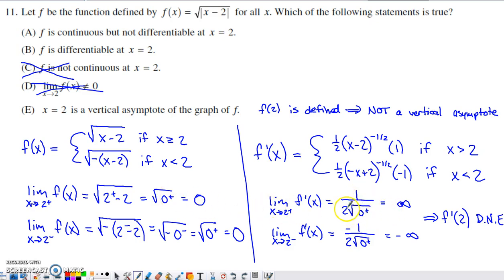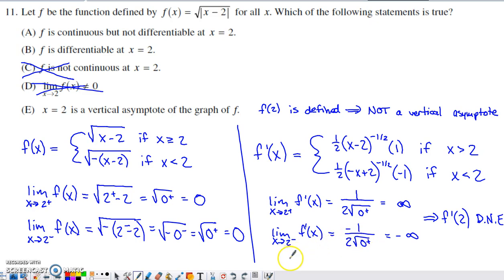If I have 2 times a small positive, I'm looking at a small positive still in the denominator, and 1 divided by a really, really tiny positive value, 1 divided by 1/1,000,000th is 1 multiplied by the reciprocal, 1,000,000 over 1, and that's a big value in the end. So on the bigger side of 2, the slope of the tangent line, the value of the derivative, is going to get really, really steep, and it's going to be positive.